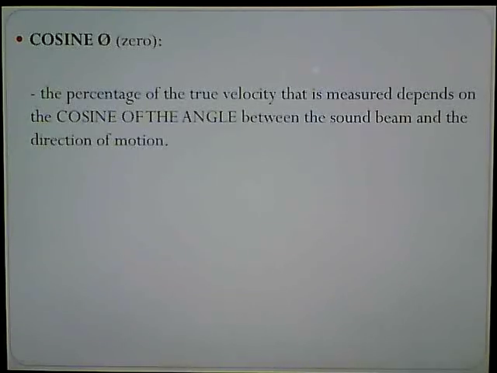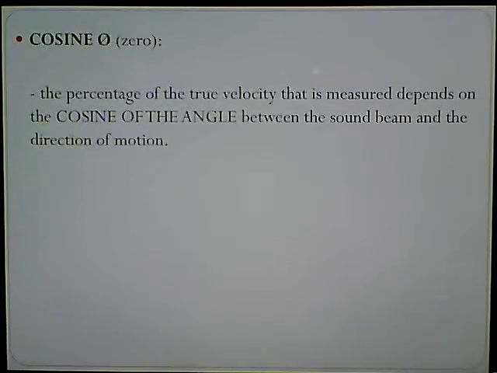What is the cosine of 0? Now this is all just setting up the parts of that Doppler frequency, and it puts it all together. The cosine of 0 is the percentage. The percentage of the true velocity that is measured depends on the cosine of the angle between the sound beam and the direction of motion.